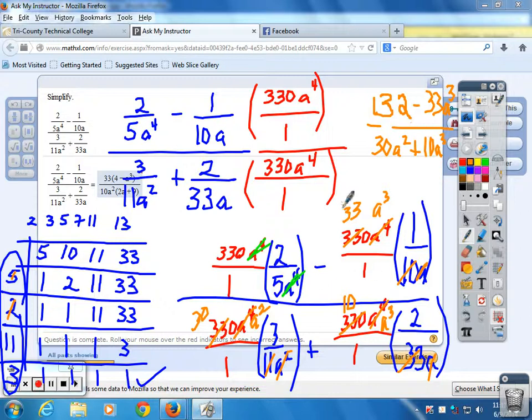And then 33 times 1, that comes out. That's okay. And then this would be 30 times 3, which is 90. And then 10 times 2 is 20.